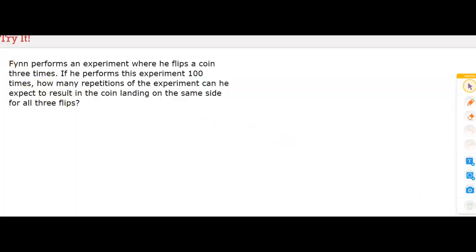Finn performs an experiment where he flips a coin 3 times. If he performs this experiment 100 times, how many repetitions of the experiment can he expect to result in the coin landing on the same side for all 3 flips?